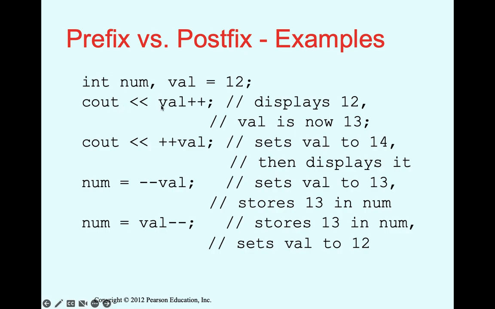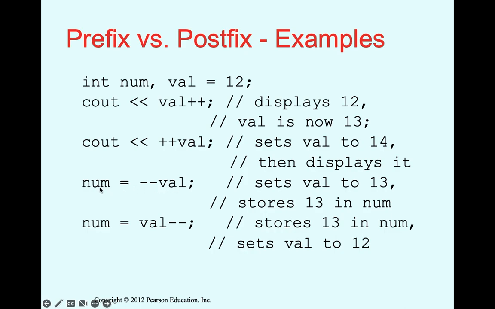For example, here cout value plus plus means I will print value first. After I print the old value, I will add 1 to this value. So value was 12. I will print 12, and then I will make value 13 after printing. But if it was plus plus value, then I will add 1 to value first. So value previously is 13. I will add 1 to value, it will be 14, and then I will print the new value. So I'll print 14.